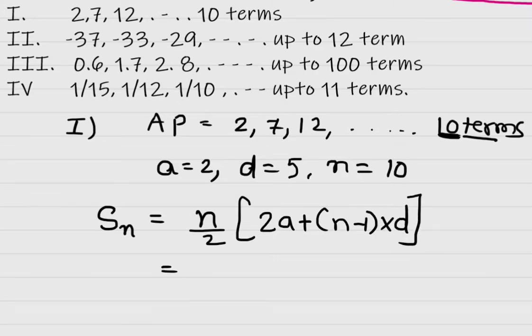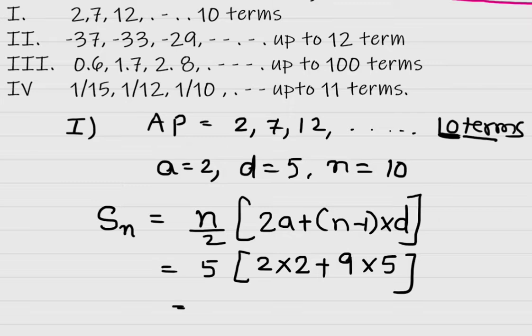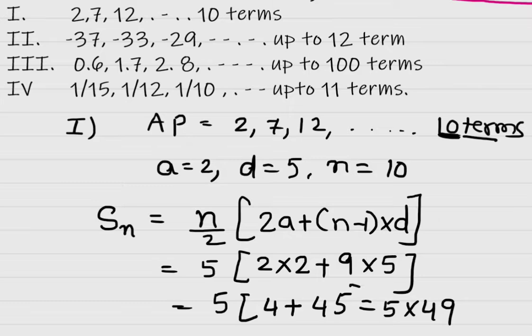Now see children, what is your n? Your n is 10. So 10 by 2 is 5. Then 2 into, what is your a? A is 2, plus 10 minus 1 is 9, into, what is your d? D is 5. So here you are getting 5. Then in the bracket, 2 into 2 is 4 plus 9 fives are 45. So ultimately you are getting 5 into 49.